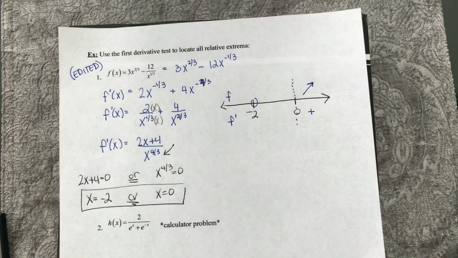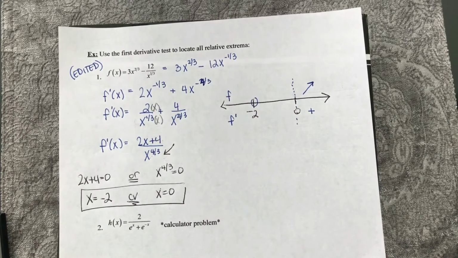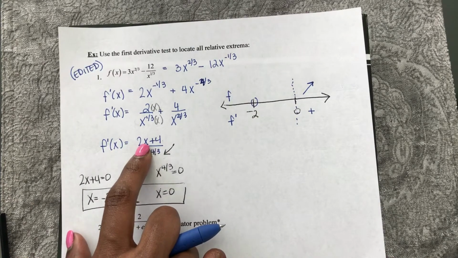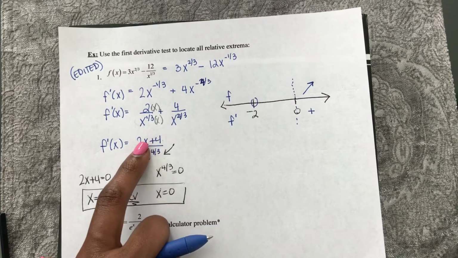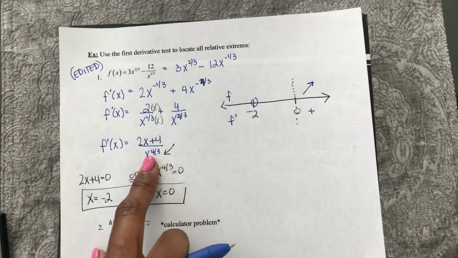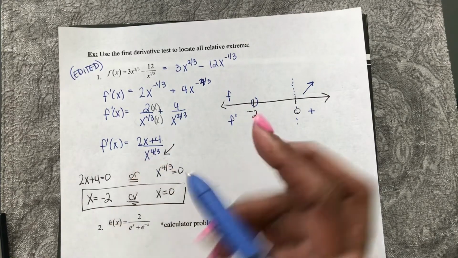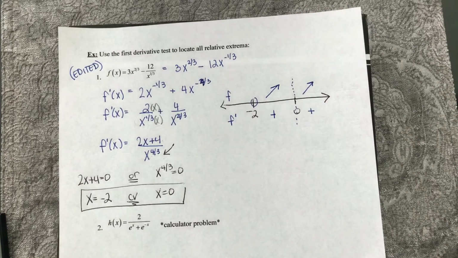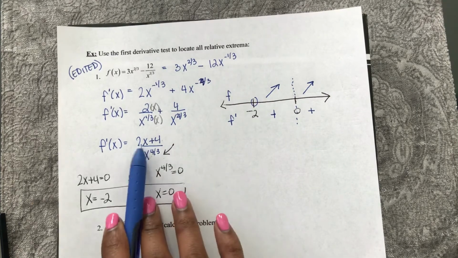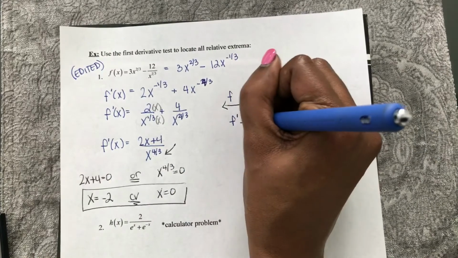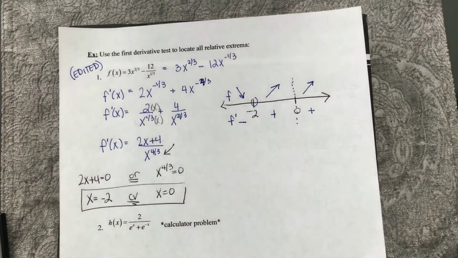So now, between 0 and -2, I can check -1. Let's see. My numerator would be -2 plus 4, which is a positive. And then this denominator would also be a positive, so that makes us positive. So it's increasing. And then less than -2, I could pick maybe -4. That would make my numerator negative and my denominator positive. So this is negative, so this is decreasing.